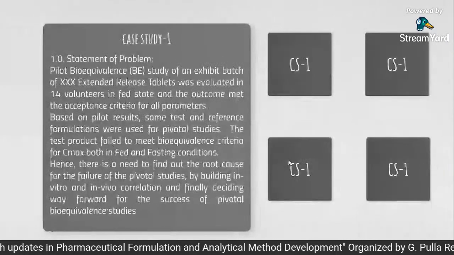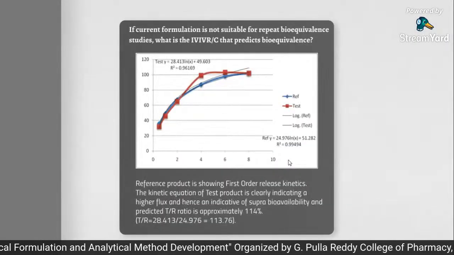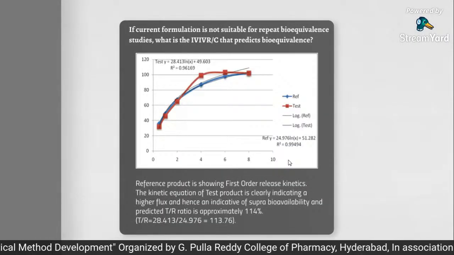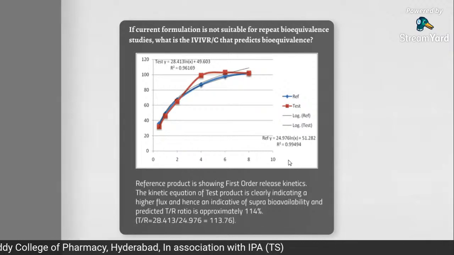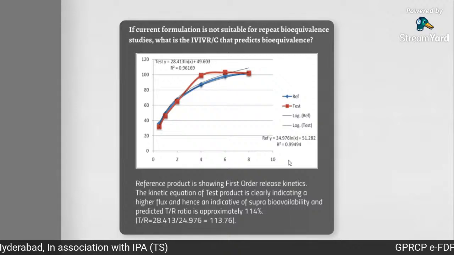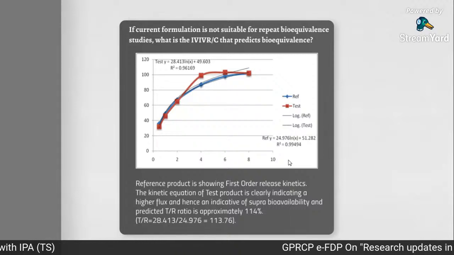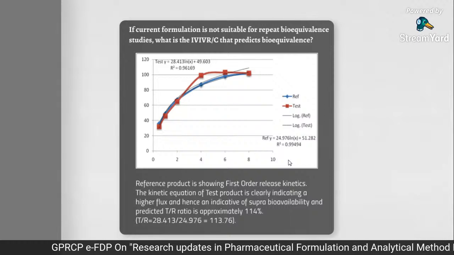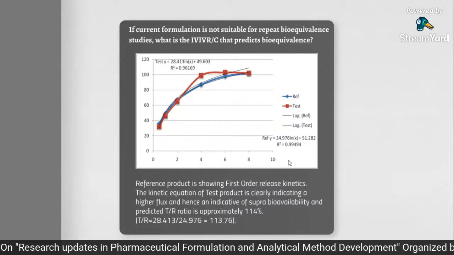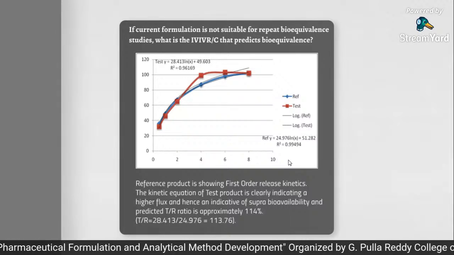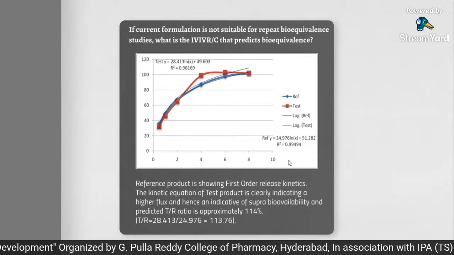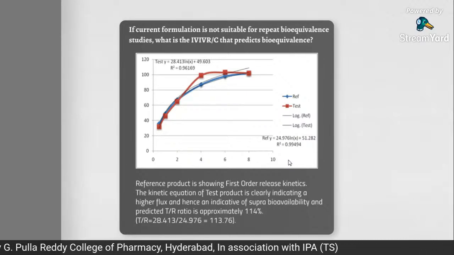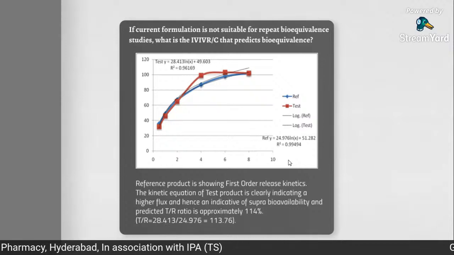So for this, again, we wanted to do some correlation. We wanted to build the kinetics. We wanted to do the in vitro and in vivo correlation. If the current formulation is not suitable for repeat bioequivalence studies, then what is the correlation to predict the bioequivalence? Then we thought of conducting the in vitro in vivo correlation. Without having in vivo data also, simply from the dissolution there is a chance of getting a correlation with in vivo performance.